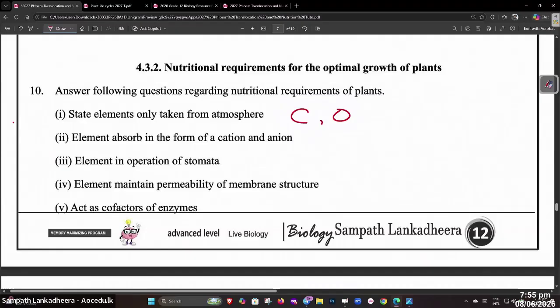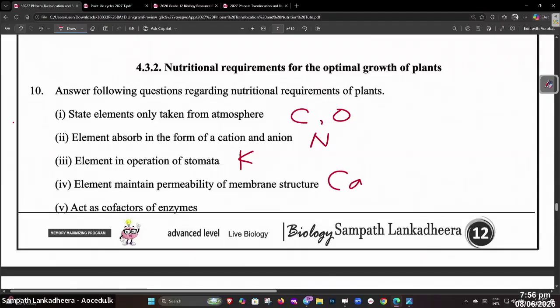Right. Next one is the element absorbed in the form of cation and anion. Come on. Nitrogen. That is good. Very good. Then, an element in operation of stomata. What is that, people? Potassium. Very good. And then the element that maintains permeability of membrane structure. What is it? Calcium.